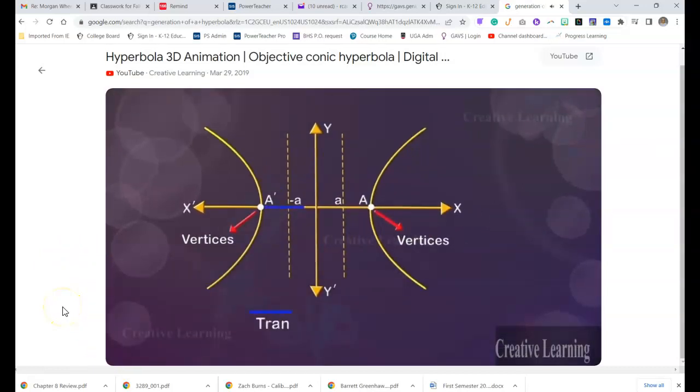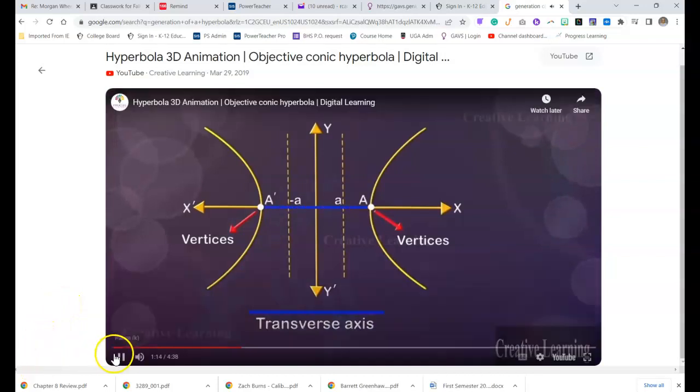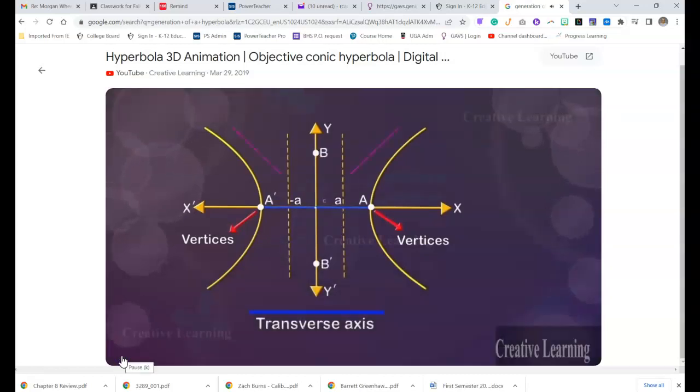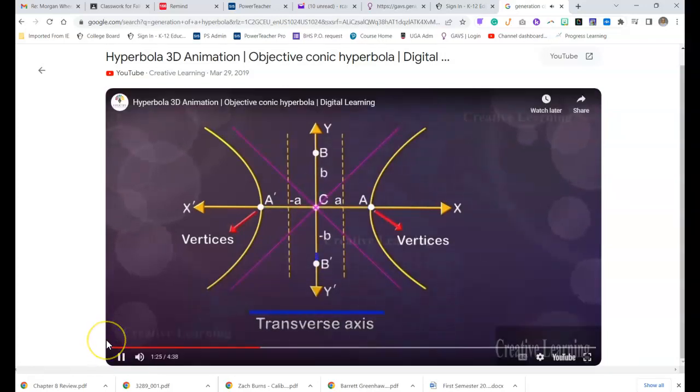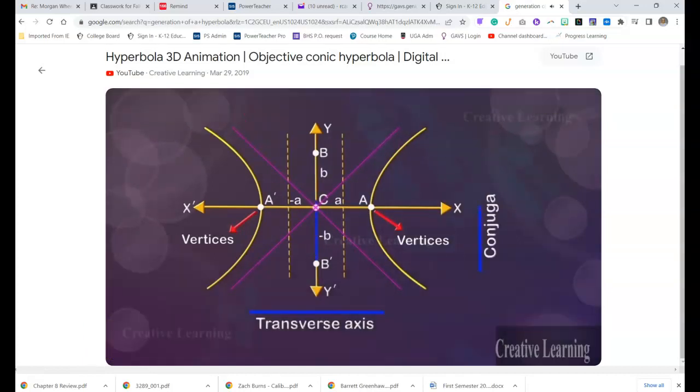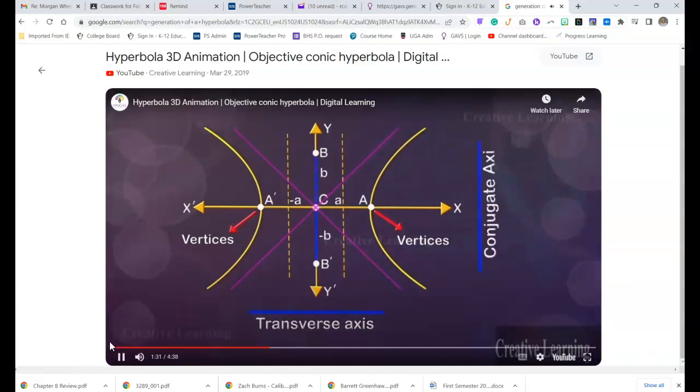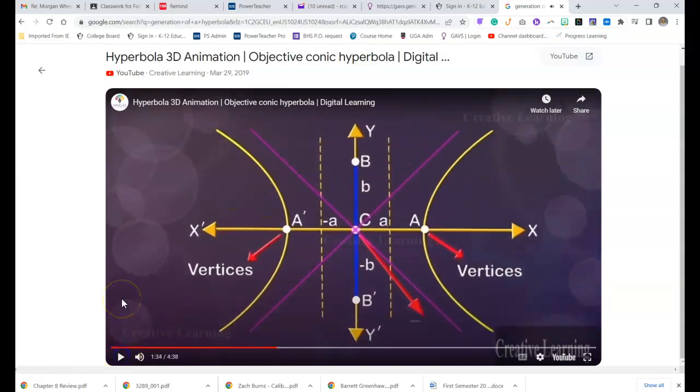The line AA dash is called the transverse axis of the hyperbola. Okay, we will talk about that. So the transverse axis is a little line segment that connects the vertices. If two points B and B dash are taken on the y-axis such that CB is equal to CB dash, don't worry about all this. Then the line BB dash is called the conjugate axis of the hyperbola. Okay, the conjugate axis is this other segment not between the vertices. We'll talk about that and how to find that.